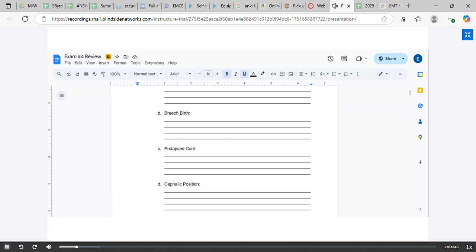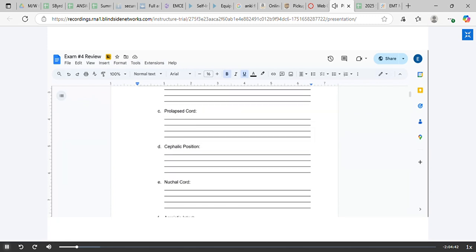The second time that we do that is the prolapse cord, which just happens to be the next thing. Okay, so the prolapse cord is when you have the umbilical cord presenting itself first. Okay, so you do a quick look. You don't see the head. You don't see any other part of the baby. You see the cord instead.